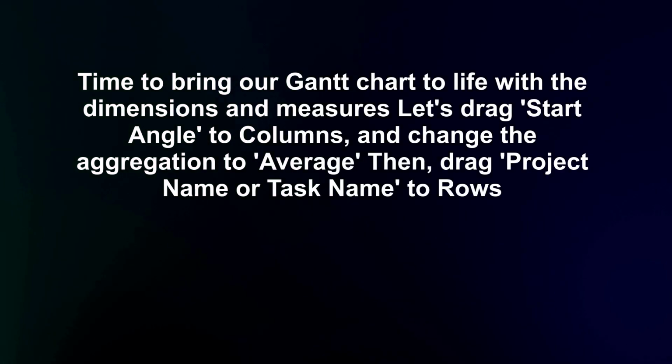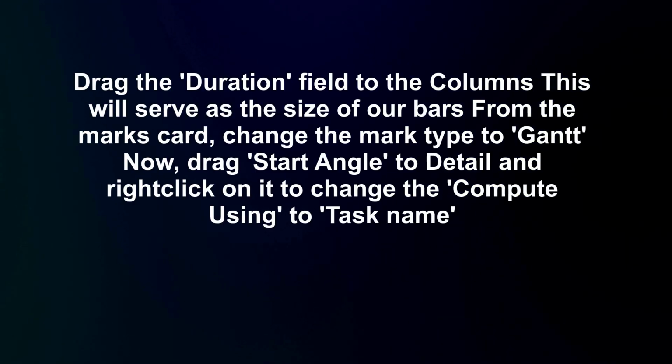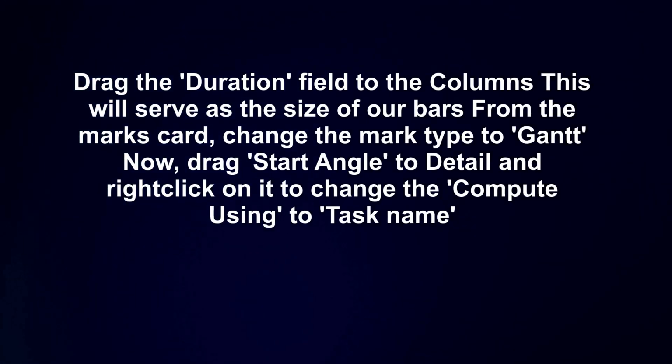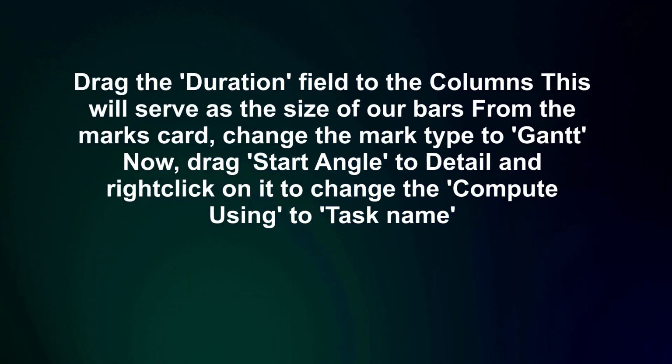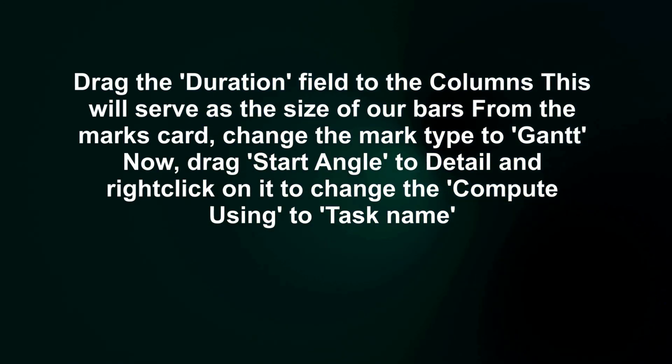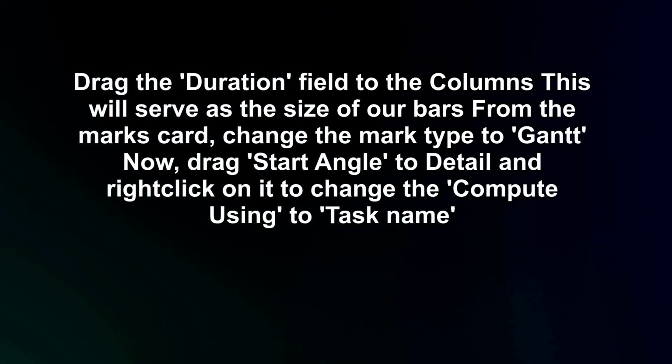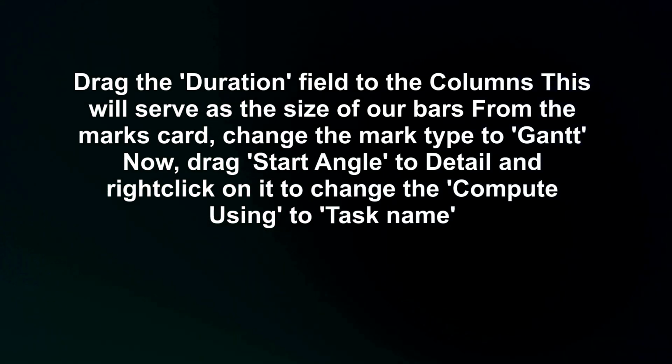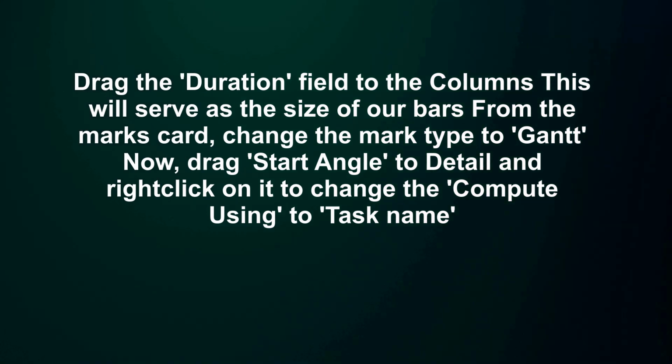Then, drag project name or task name to rows. Drag the duration field to the columns. This will serve as the size of our bars from the marks card. Change the mark type to Gantt. Now, drag start angle to detail and right-click on it to change the compute using to task name.